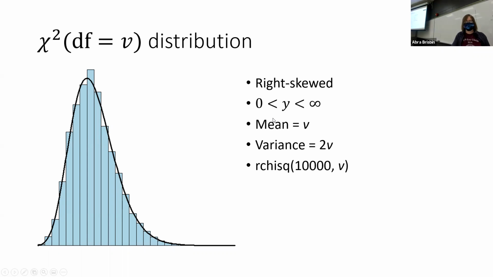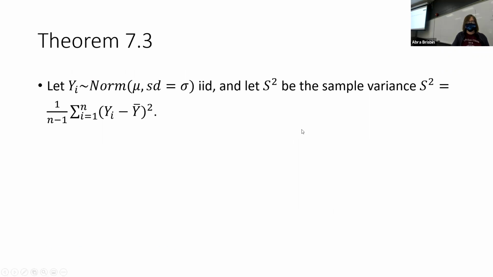All right. So we're going to use that, theorem 7.2, to help us prove theorem 7.3. So here we're letting the Y sub i's be independent and identically distributed normal random variables with mean mu and standard deviation sigma. So we can again think of the Y sub i's as being a random sample from a normal distribution.